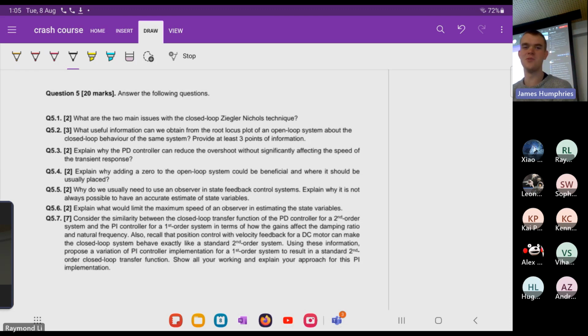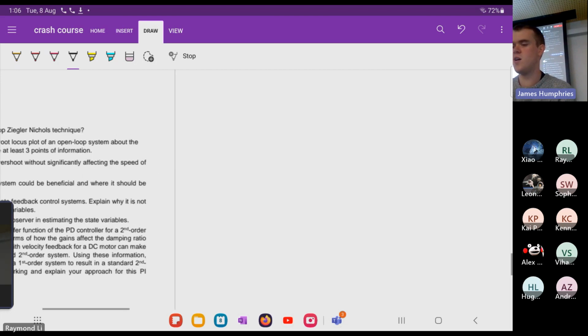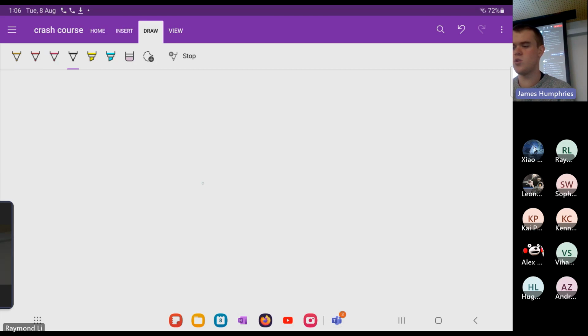Okay, so what are the two main issues with the closed loop Ziegler-Nichols technique? Is that the PID tuning? It is for PID tuning. Very good. Does it give you a value to start with for KD and KI? It gives you a technique that you can use to get those values. Do we remember what the Ziegler-Nichols technique is? Was it like matching coefficients and stuff? Yeah.